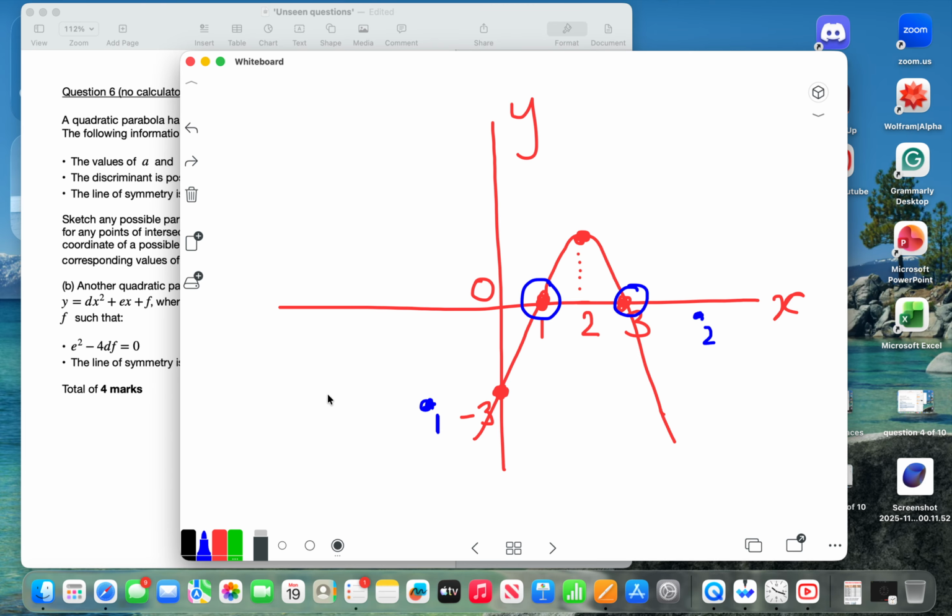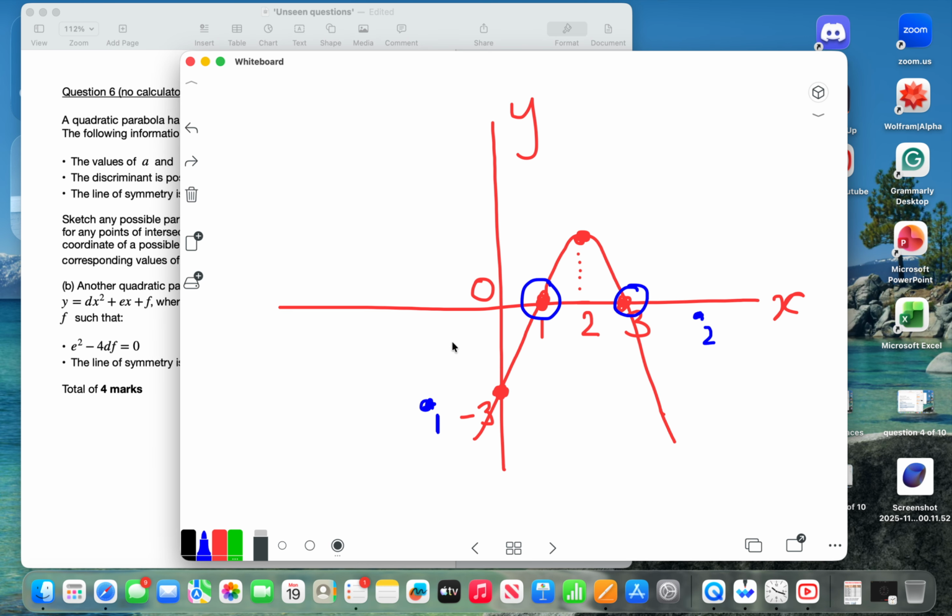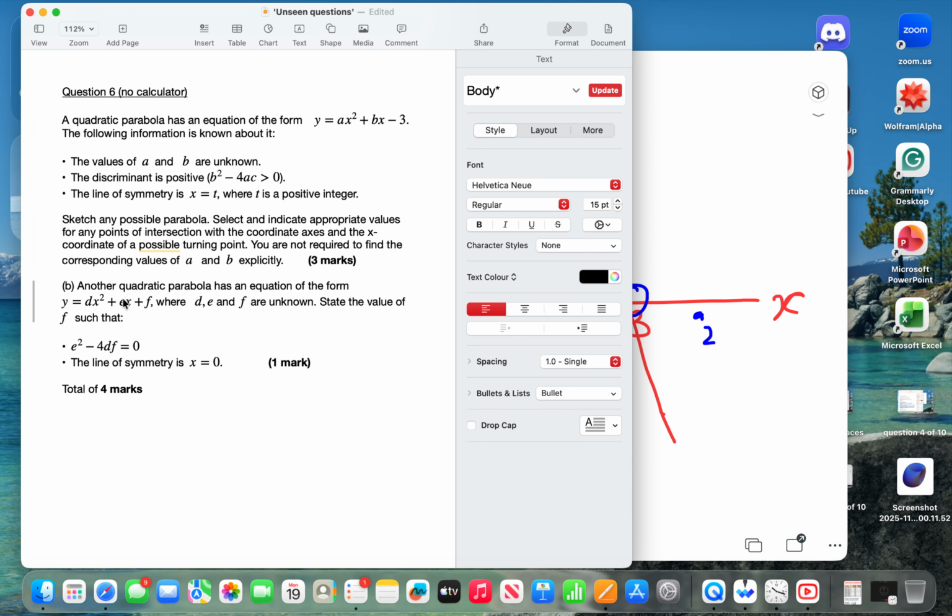Section B, it looks easy, but it's difficult. Another parabola has an equation of the form y equals dx squared plus ex plus f, where d, e, and f are unknown. State the value of f such that e squared minus 4df is 0 and the line of symmetry is x equals 0.